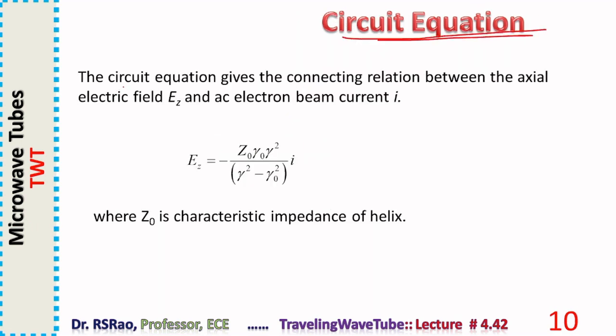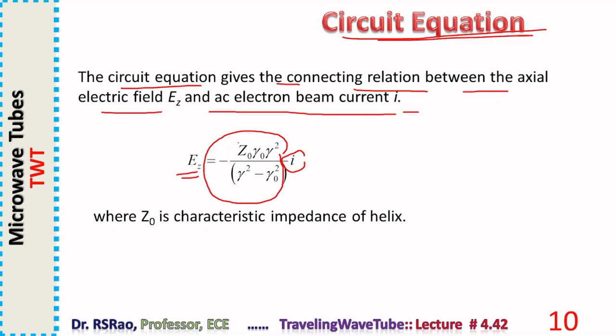Circuit equation. The circuit equation gives the connecting relation between the axial electric field Ez and the AC electron beam current I. Ez is something multiplied by I. What is this something? Z naught times gamma square, divided by gamma square minus gamma naught square. Here Z naught is the characteristic impedance of the helix. Axial signal impacts beam current. Beam current in turn impacts axial signal. The impact is mutual. The impact is described by the electronic equation and the circuit equation. How the axial field gets affected by current is given by the circuit equation.